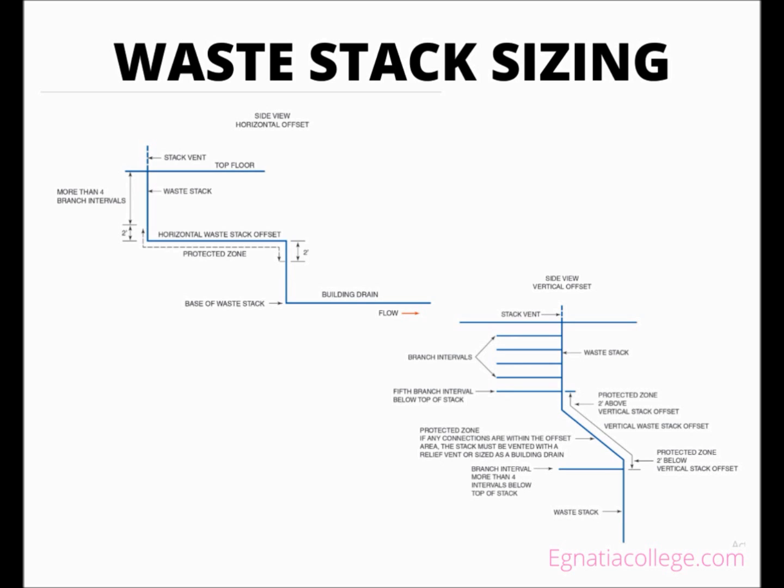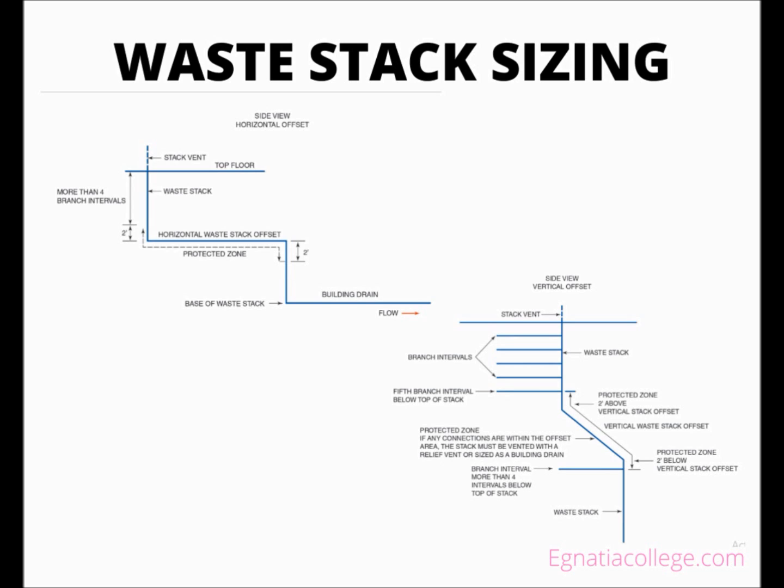Offsets in a waste stack are required on many projects, and the offset areas are regulated with additional codes. In some designs, a waste stack transitioning greater than 45 degrees from true vertical may have special regulations used to size the waste stack. Some codes state that any connections occurring within the offset area, or dedicated protected zone within the offset area, the waste stack can no longer be sized from a chart. Many codes do not allow any connections within the horizontal offset area or protected zone if more than 4 branch intervals are located above the offset.